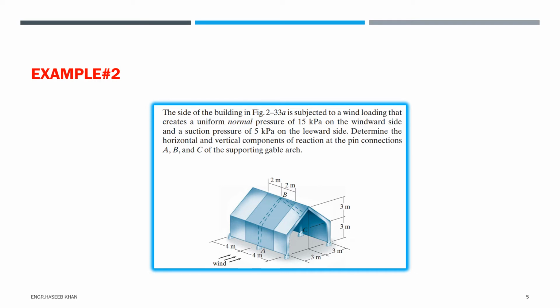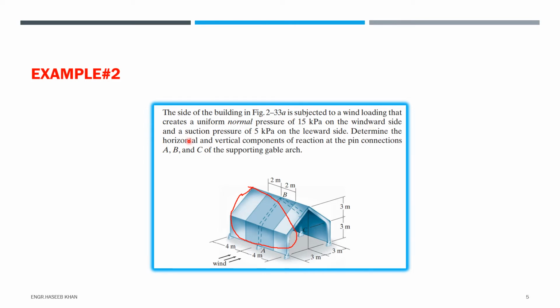So let's mark the structure, this one. This side of the structure is subjected to direct wind loading on the windward side, this is the windward side, and a suction pressure of 5 kPa on the leeward side. So we have 5 kilopascal on this side, the leeward side, the side against the wind.